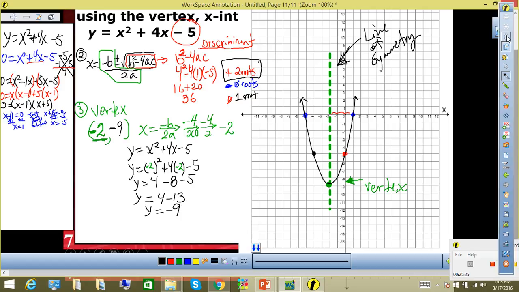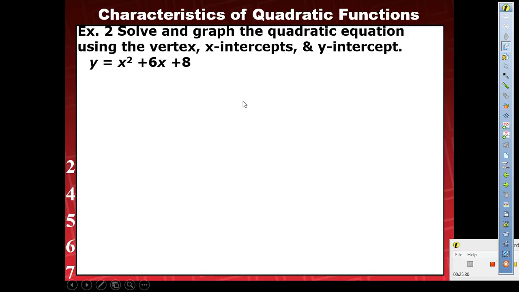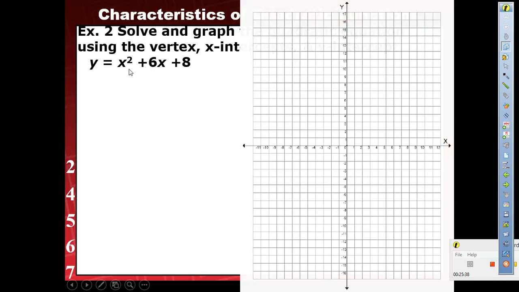All right, let's do example number 2. So if you don't have space there anymore, turn it over. You have space in the back. Example 2. For example 2, same instructions. You don't have to rewrite the verbiage anymore. Just write the equation. Y equals x squared plus 6x plus 8. And I'll give you a head start to see how you do by yourself.